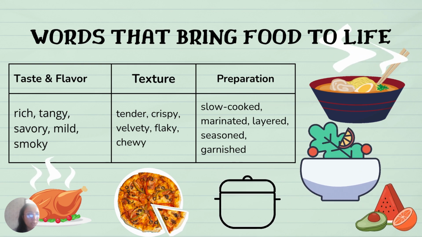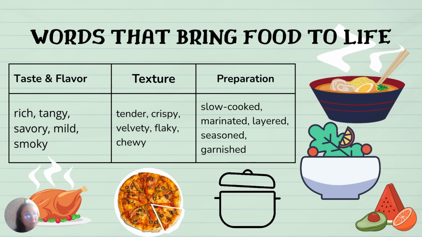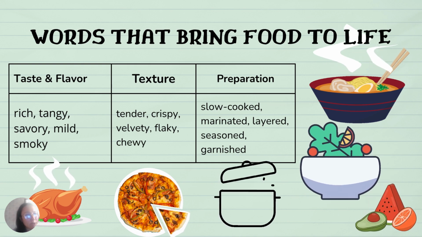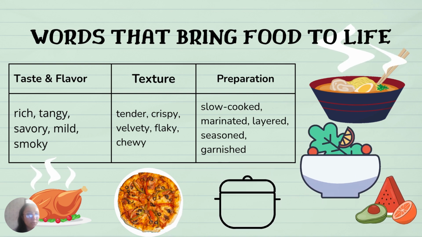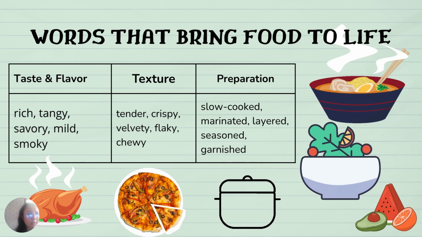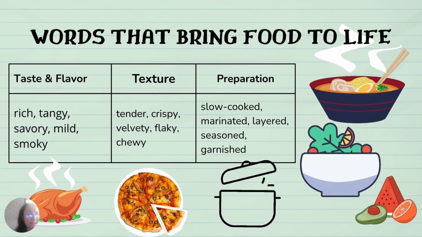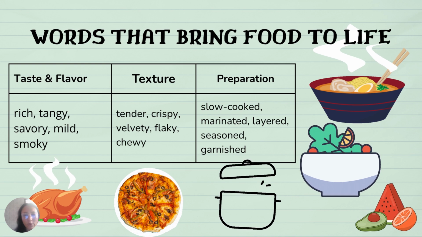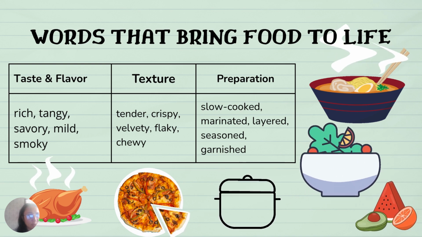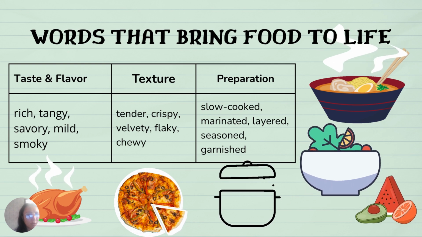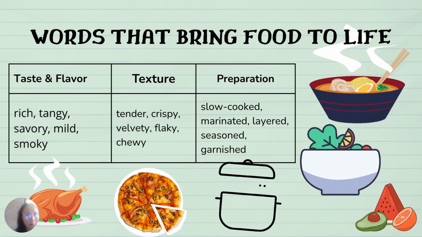In order to describe taste and flavor, you may go with rich in taste, tangy, savory, mild, smoky. If you want to describe texture, go with tender, crispy, velvety, flaky, and chewy. If you're going to describe the preparation, the process, you should go with slow cooked, marinated, layered, seasoned, and garnished.